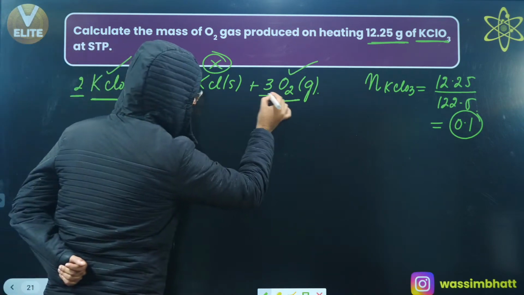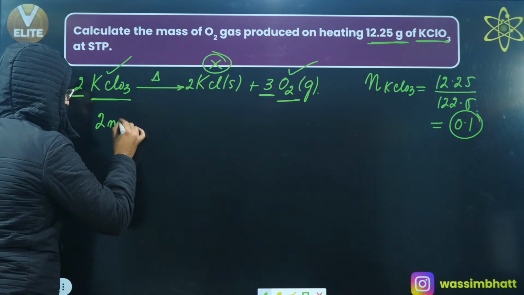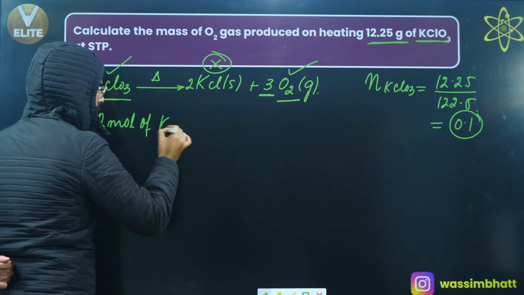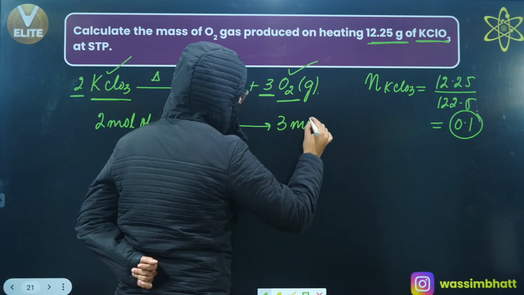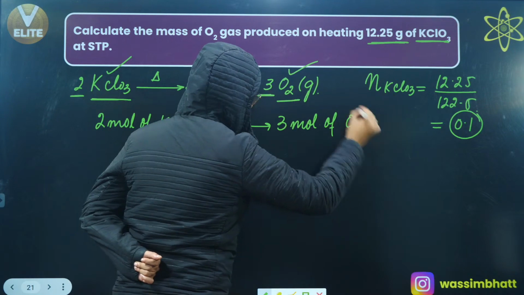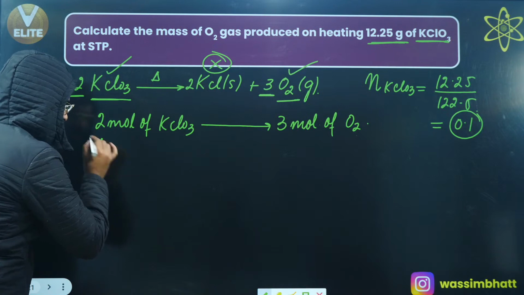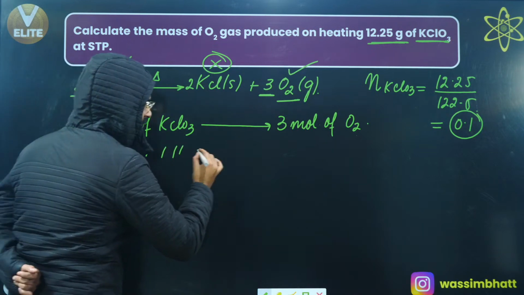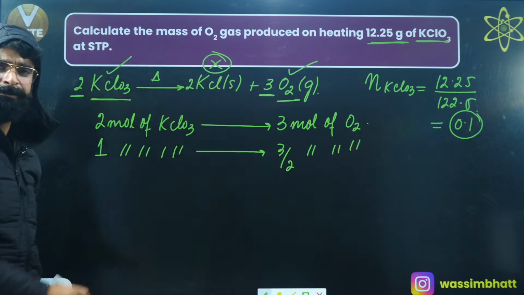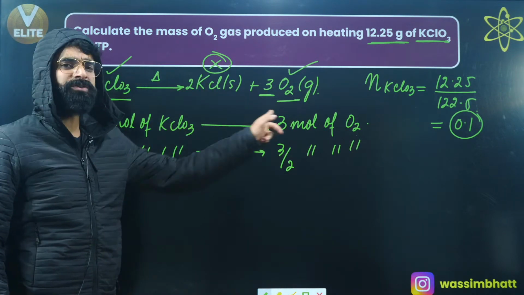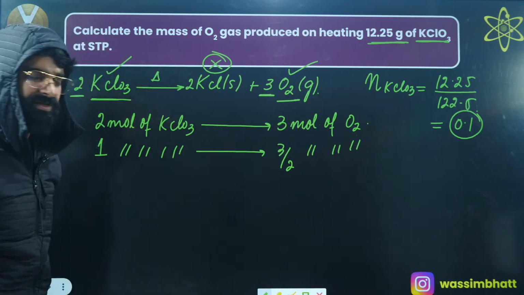You are going to treat these stoichiometric coefficients as moles, as I told you a few minutes back. You are going to say something like this: 2 moles of KClO3 give 3 moles of oxygen. Can I say 1 mole of KClO3 should give me 3 divided by 2 moles of oxygen? Absolutely. If 2 moles of KClO3 are giving 3 moles of oxygen, 1 mole of KClO3 should give 3 by 2 moles of oxygen.